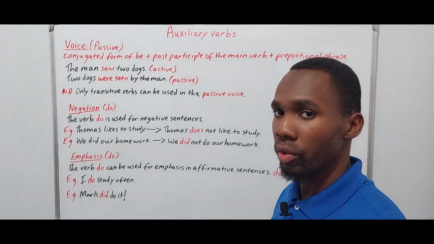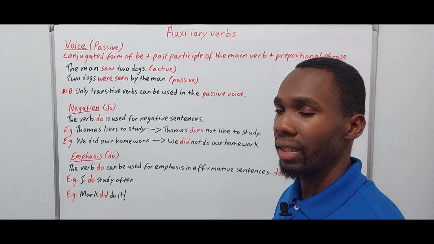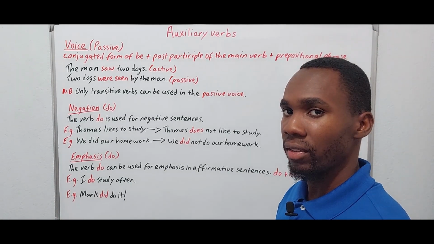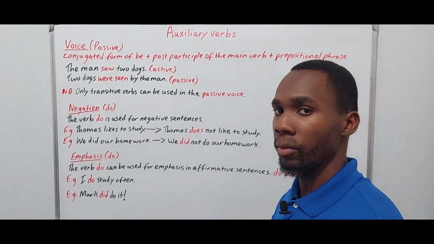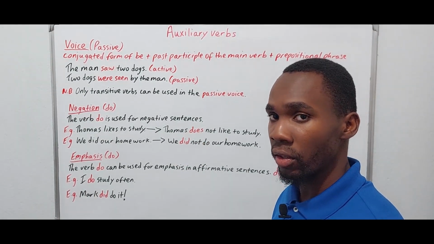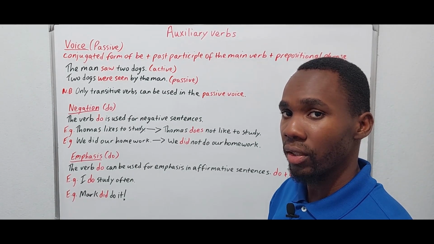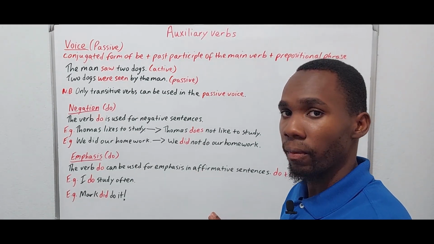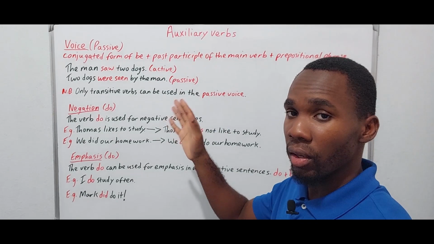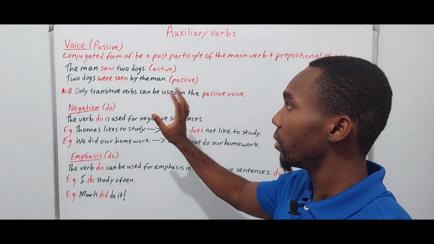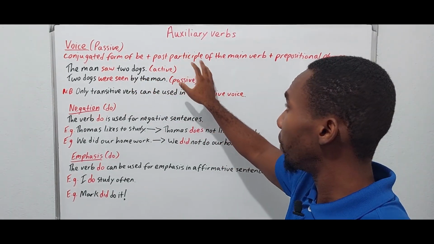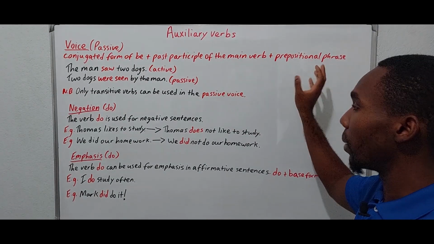Now, when I say voice, what do I mean? So in a traditional sentence, the subject is expressed first, then we have the verb, and then we have the object, SVO. But in the passive voice, we have a switch in the order. The object takes subject position, and the subject takes object position. Okay? So this is what we call the passive voice. And it is formed by having the conjugated form of be, followed by the past participle of the main verb, and followed by the prepositional phrase.